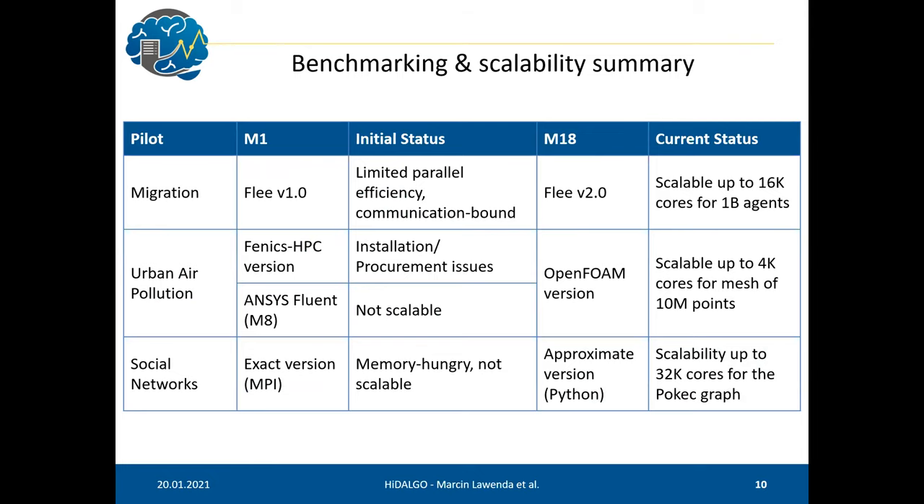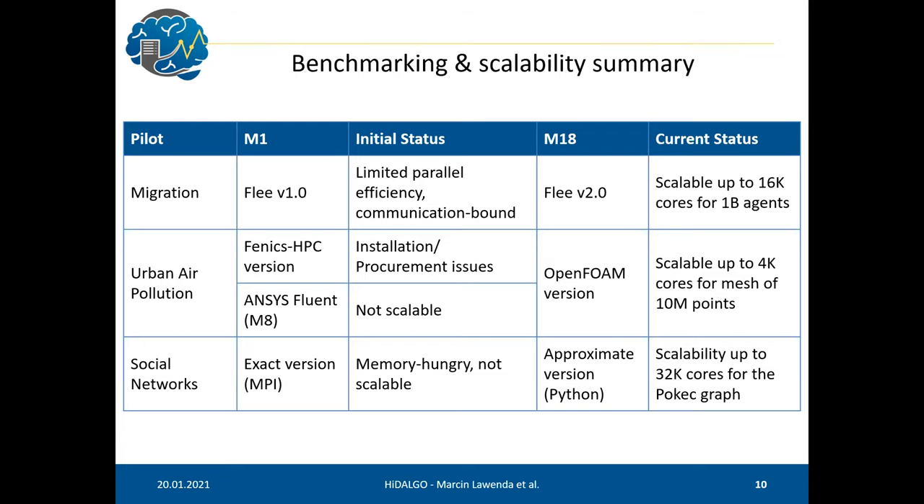Of course, this presentation is about the co-design aspect, but in order to give you an idea about the scalability, I decided to put this slide as well. So as you see, this is how things evolve through time in the Hidalgo, how much effort we are able to utilize at the moment, because one of the goals in the project is to pave the way to exascaling. So of course, according to our KPIs, at the end of the project we need to be able to utilize 100,000 cores. And at the moment, for the migration for Flee, we're able to use 16,000 cores. For the urban air pollution, the situation wasn't clear.